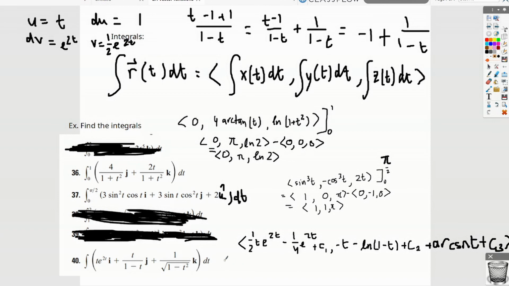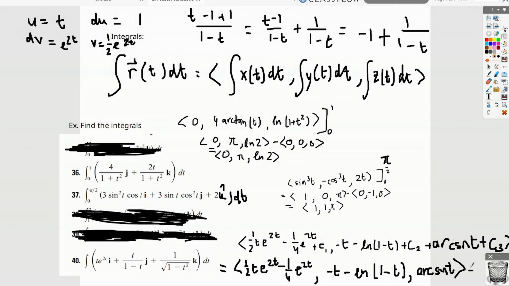So what you get is 1/2 t e to the 2t minus 1/4 e to the 2t, minus t minus natural log of 1 minus t, and so on. You don't actually have to write c1, c2, and c3. All you have to do is acknowledge that and then add a plus c with a vector through it, a vector constant of integration. So just add a plus c with a vector through it. That will work. So that's it.